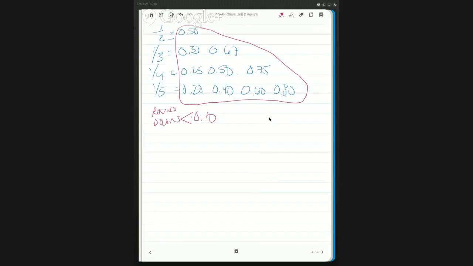And if it's greater than 0.90, you should round up. This is a good rule for right now. Later in AP, we'll probably adjust it a little bit, but for right now, this is just fine. We're not going to give you anything too complex. And so that's how you would find the empirical formula.